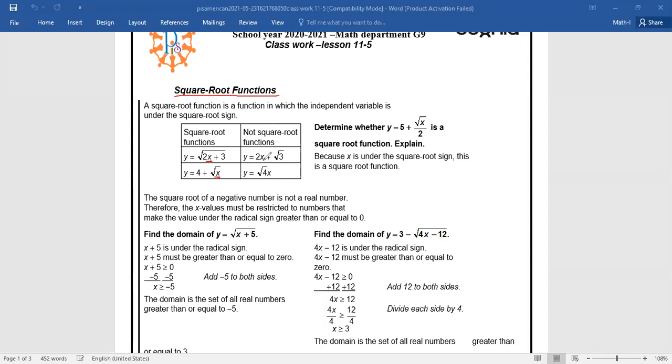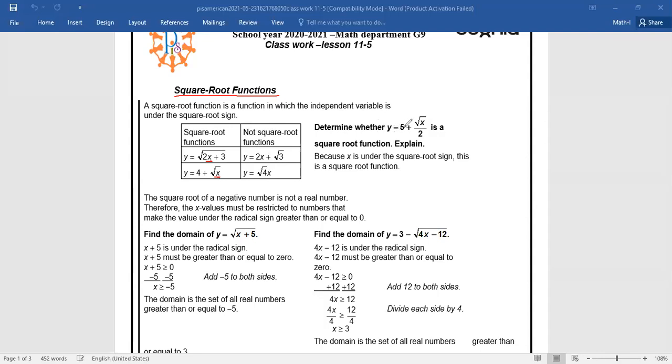Is x under the square root sign? No. Here in this one, it's square root of 4, times x. X is outside. So is this a square root function? No, it will not be a square root function because we have an x outside the square root sign. So this is the first part, to determine only whether this is a square root function or not.